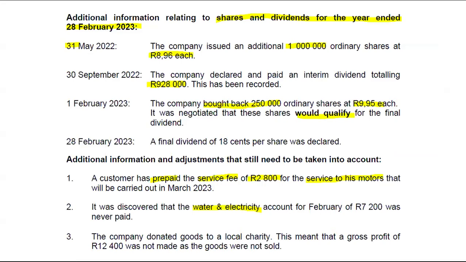Let's go to number 3. It says the company donated goods to a local charity. Two accounts are affected there. What are they? Donations and trading stock. Which one do we debit? Donations. Why? It's an expense. Trading stock. Why do we credit it? Obviously, we debited donations, so we have to credit trading stock. Why do we credit trading stock? It is an asset, and an asset decreases on the credit side.